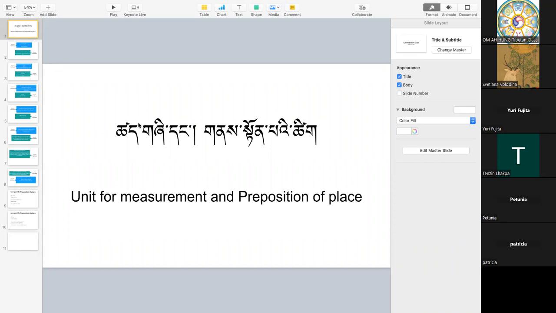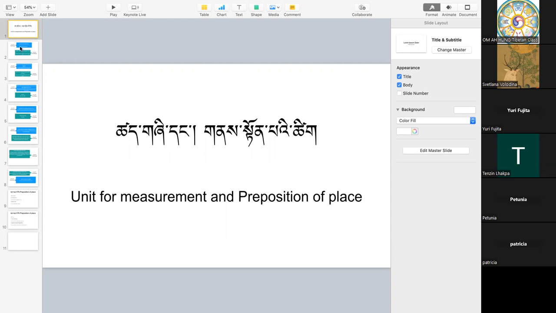The lesson focuses on measurement. There are different things that we can measure. And we have the addition of those prepositions of place. Then we'll also discuss a little bit the usage of the particle yö, which seems to be causing a little bit of confusion.